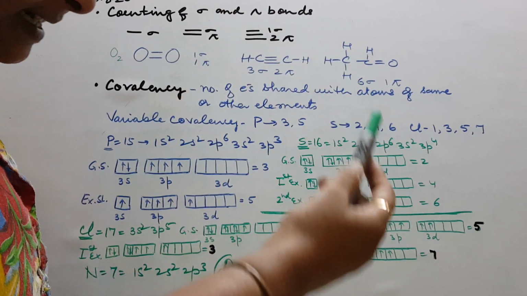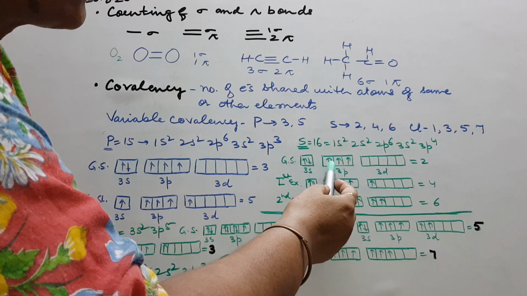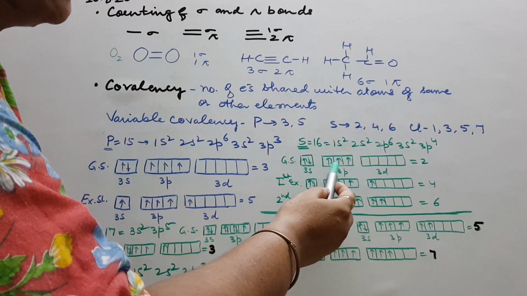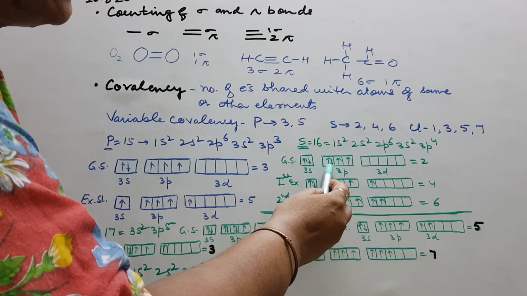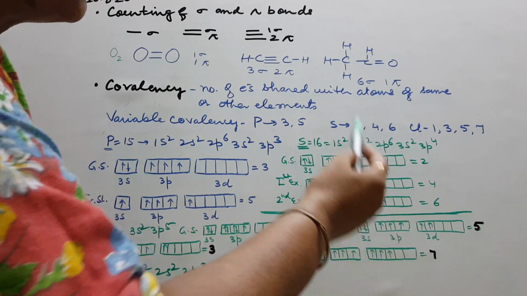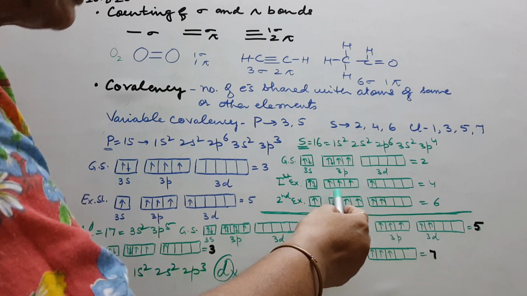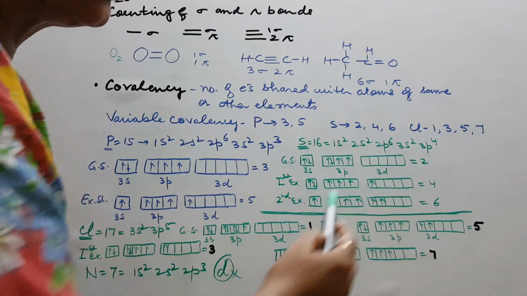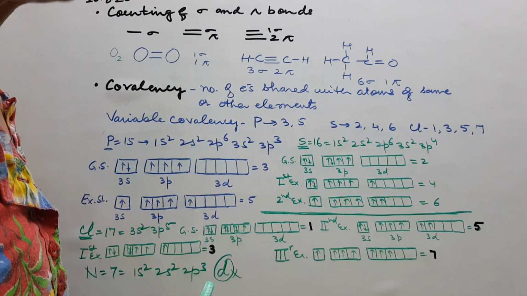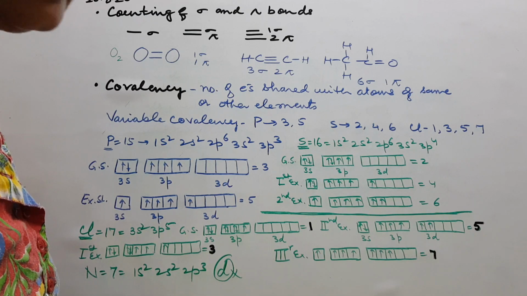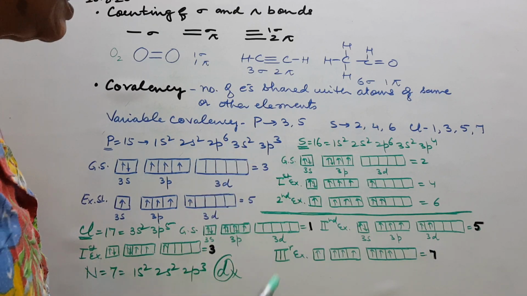First excited state, what happens? This electron, which is doubly filled, paired here, gets excited and goes to d because it has got a third shell, easily excited. Now it is showing 4 because it has now 4 unpaired electrons. So I can easily share and pair up.